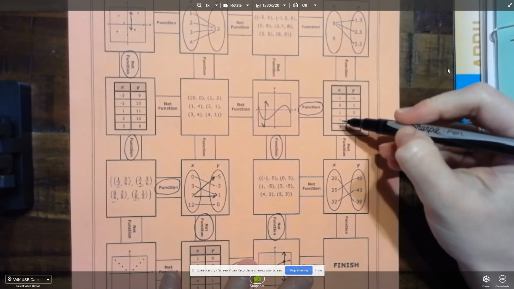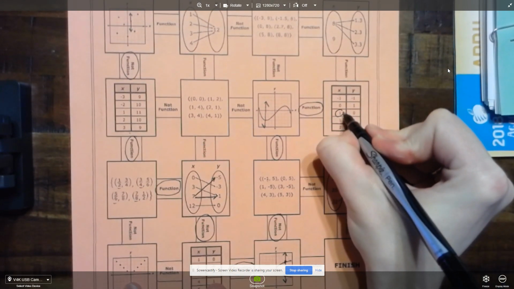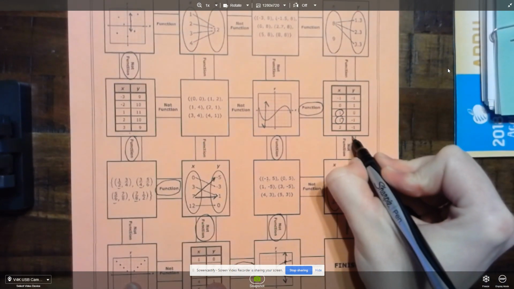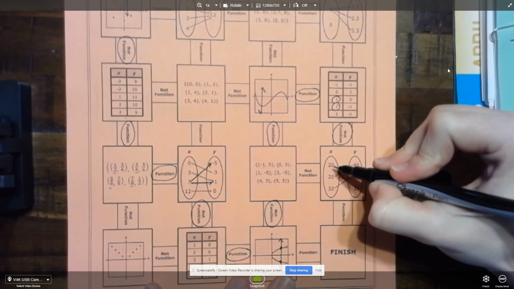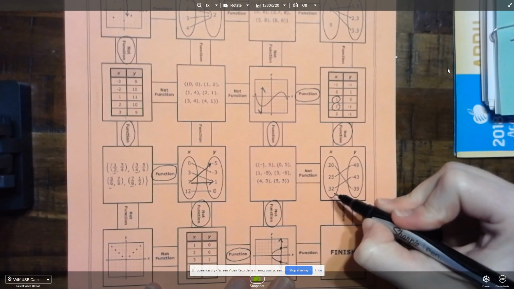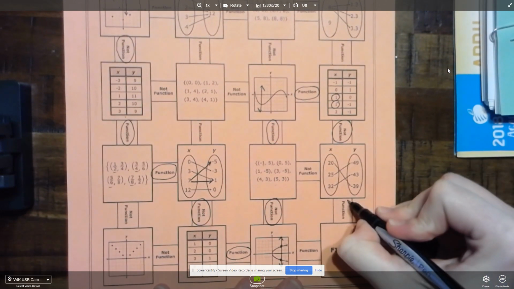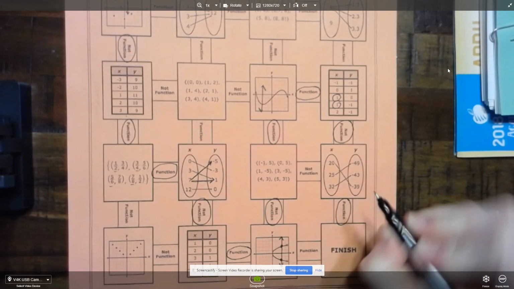And then here I've got a table, and here my 1's repeat. So this one is not a function. And then this final mapping, you can see that all the x's only have one arrow going away from them. So that final one is a function.